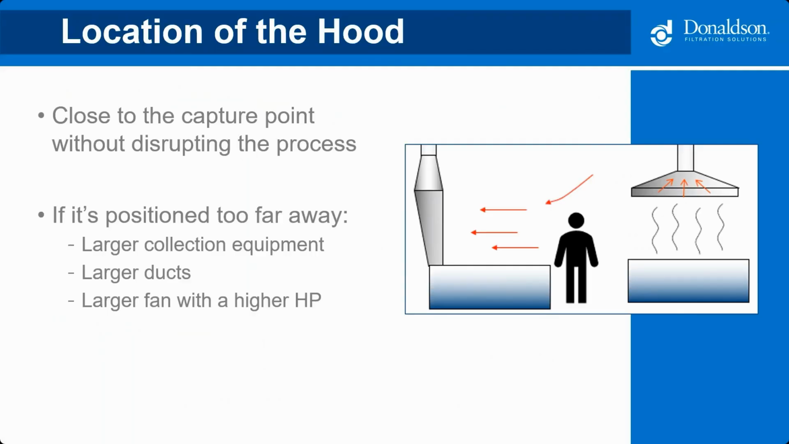To minimize the air volume, the hood must be close to the capture point without disrupting the process. If a hood is positioned twice the distance from a contaminant emission point rather than at the capture point, it would need to draw approximately 4 times more air to produce the same capture efficiency. Again, you'll hear this over and over. More air means larger collection equipment, larger ducts, a larger fan with higher horsepower. All of this adds to capital and operational costs.